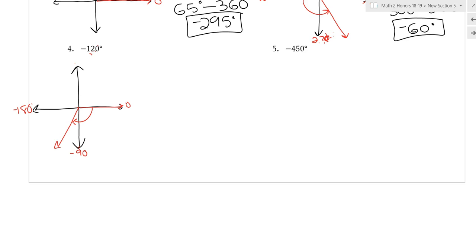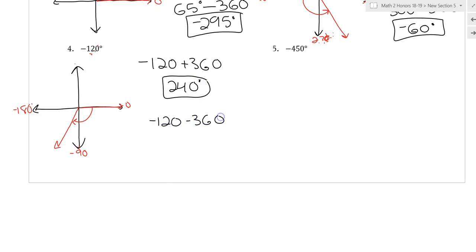Finding our coterminal angles, negative 120 plus 360 is 240 degrees. And then negative 120 minus 360 is negative 480 degrees.